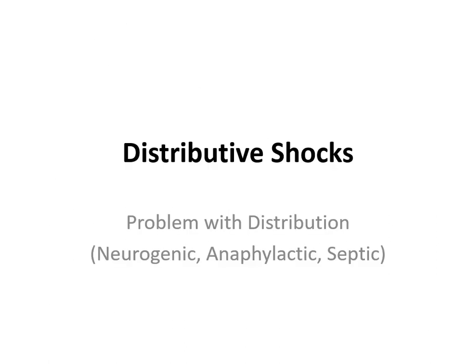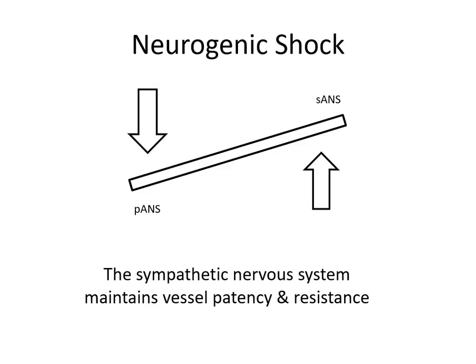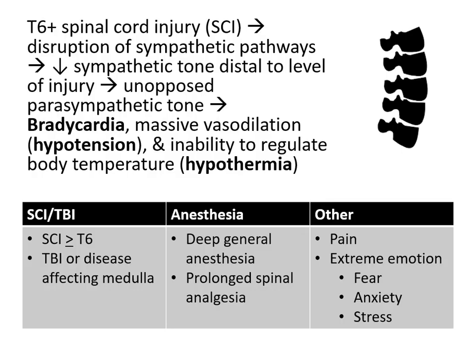Now let's discuss distributive shocks. With these forms of shock, there's a problem in distribution, and they include neurogenic, anaphylactic, and septic shock. With neurogenic shock, there's basically an imbalance between the parasympathetic and sympathetic branches of the autonomic nervous system. The sympathetic nervous system maintains vessel patency and resistance. Spinal cord injuries are by far the most common cause of neurogenic shock.